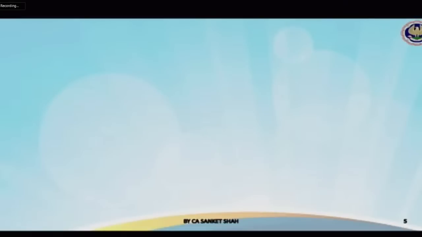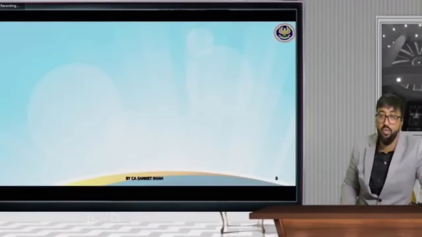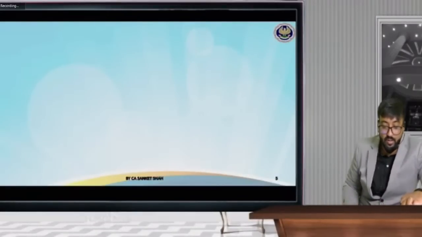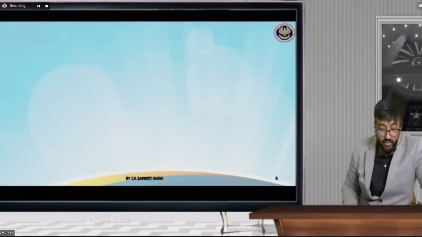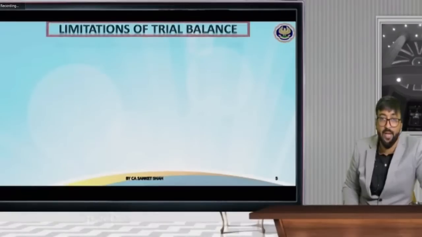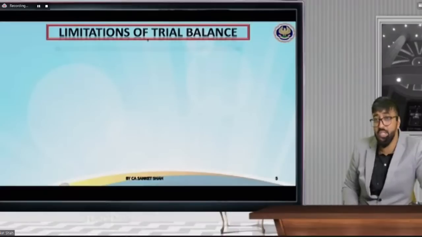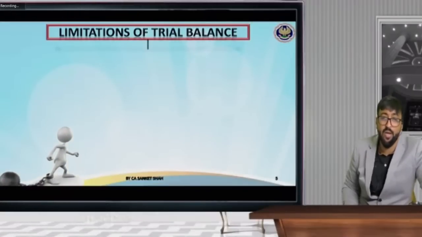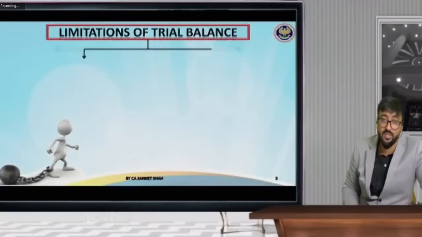चलिए, so let's move to next concept. Beta, in last session only I told you ledger folio is not correct, journal folio is correct one. Okay, so accuracy, then summary, and to prepare financial statements. What are limitations of trial balance? Can you tell me what are limitations?